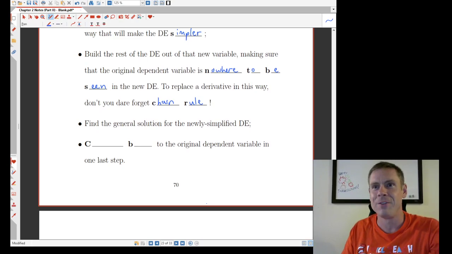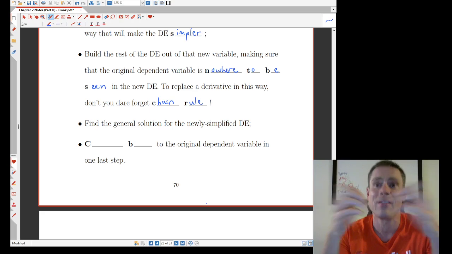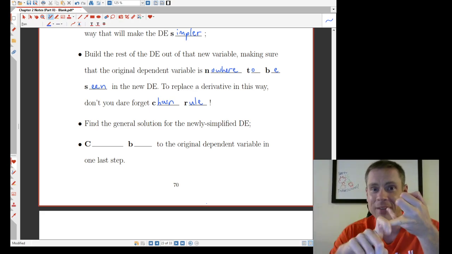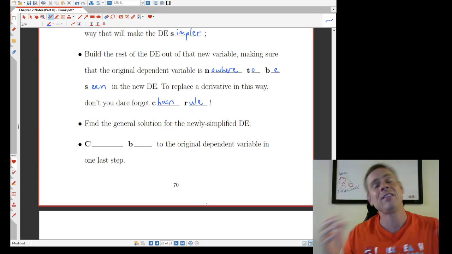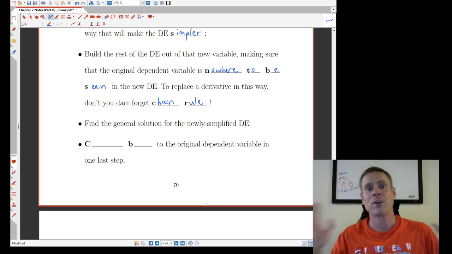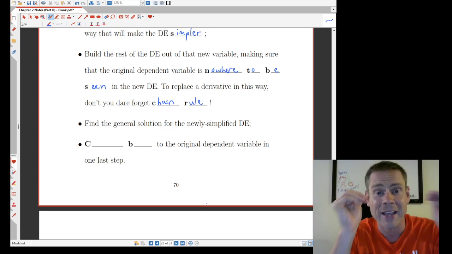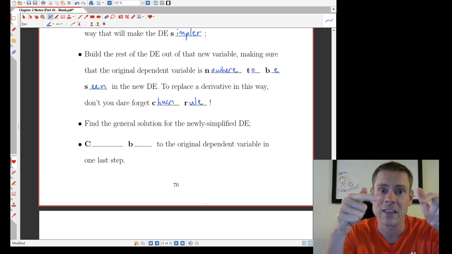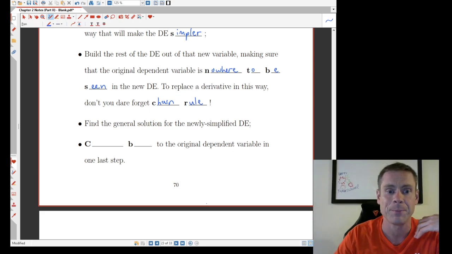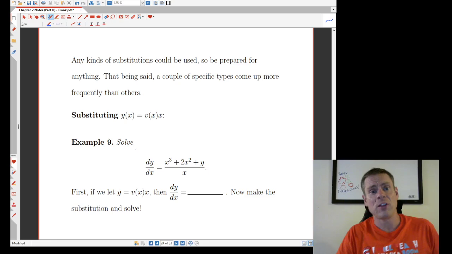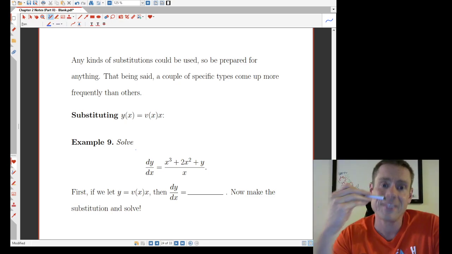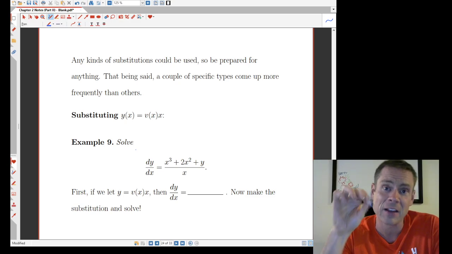And that might involve all sorts of stuff, right? The new equation you get to could be linear. It could be separable. Heck, it could be exact, right? You have all sorts of different techniques we've talked about. So this is an idea where you're taking a tough differential equation, changing it into one that we can handle using other techniques we've done, solving it there, and then converting back. That's our last step. So convert back as a last step to the original dependent variable. And yeah, any kinds of substitutions could be used, so be prepared, understand the steps so that you can handle anything that I throw at you.